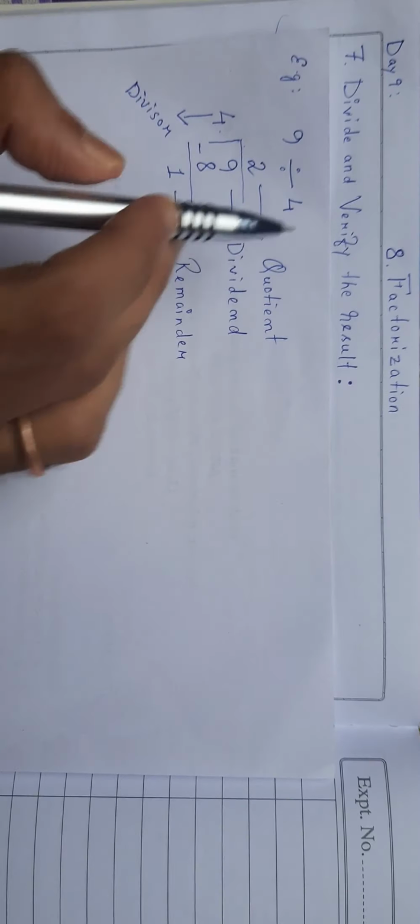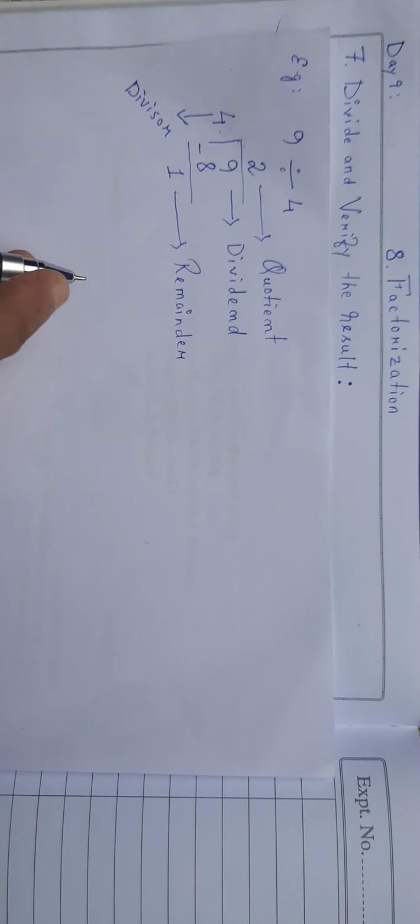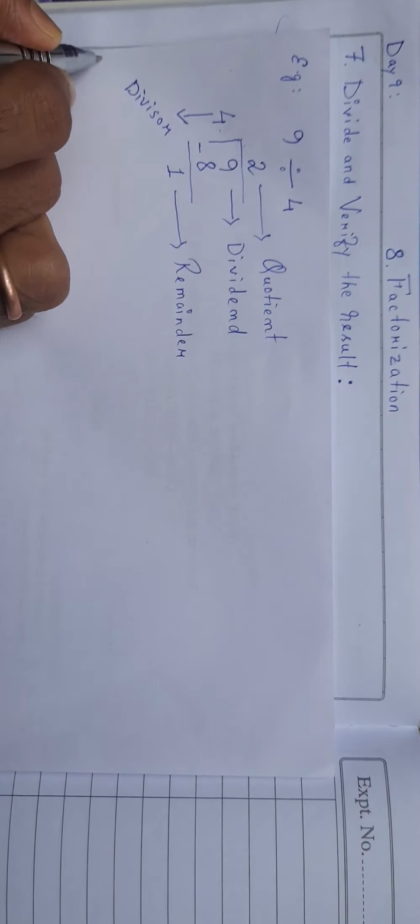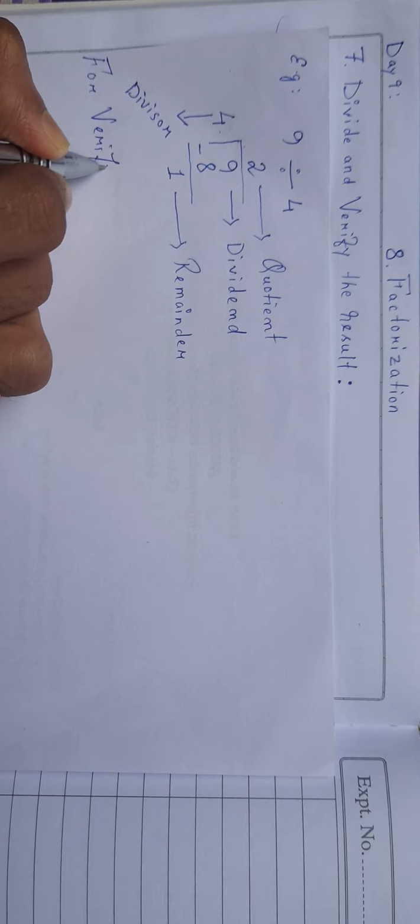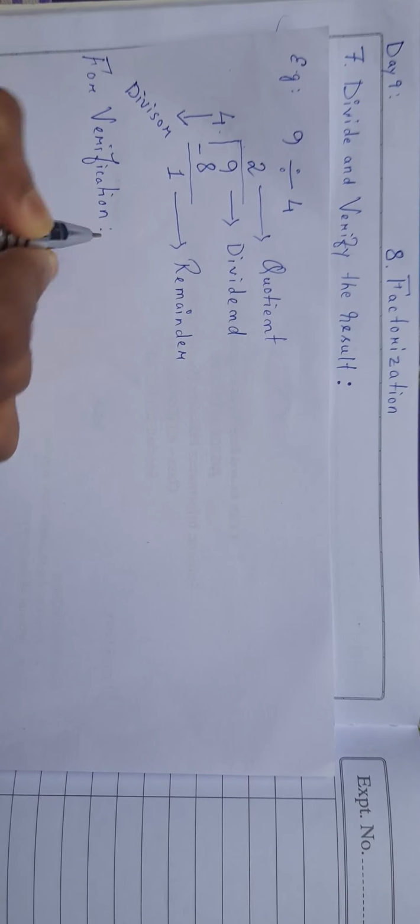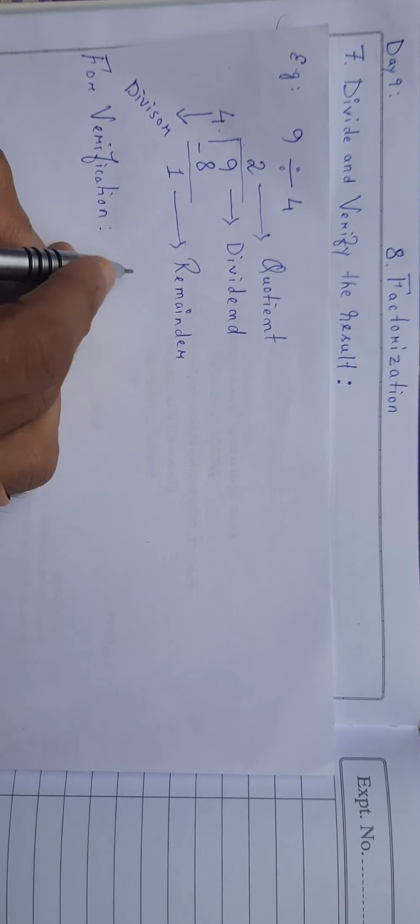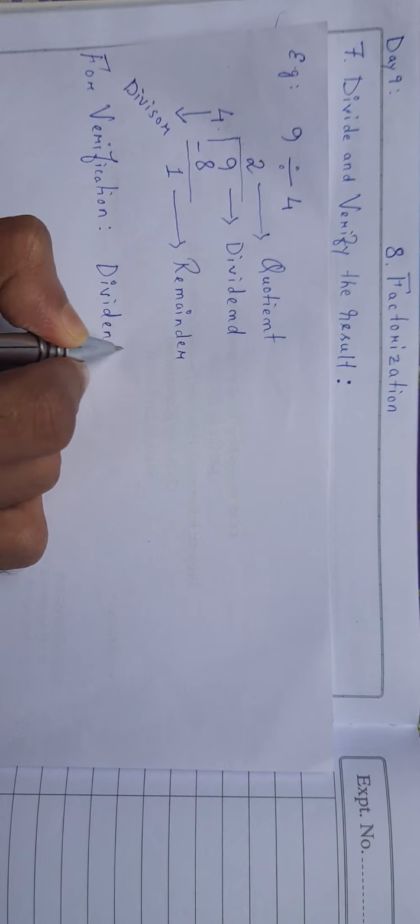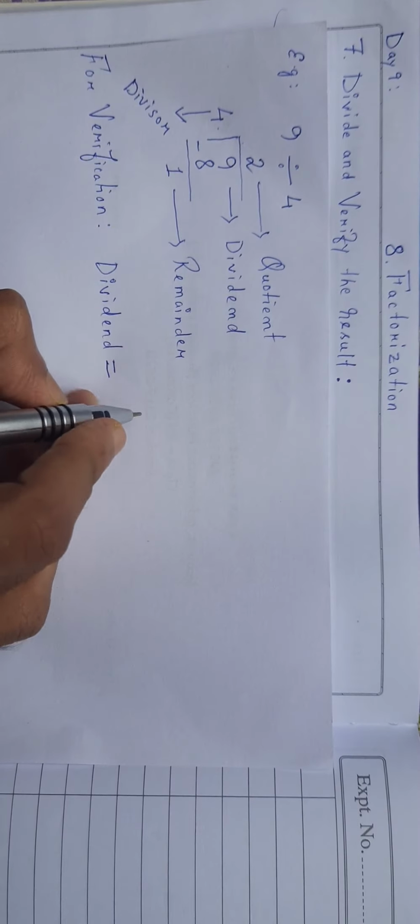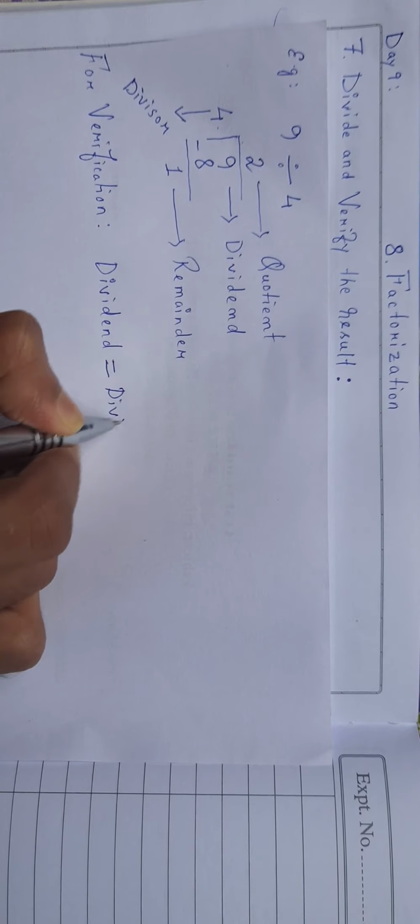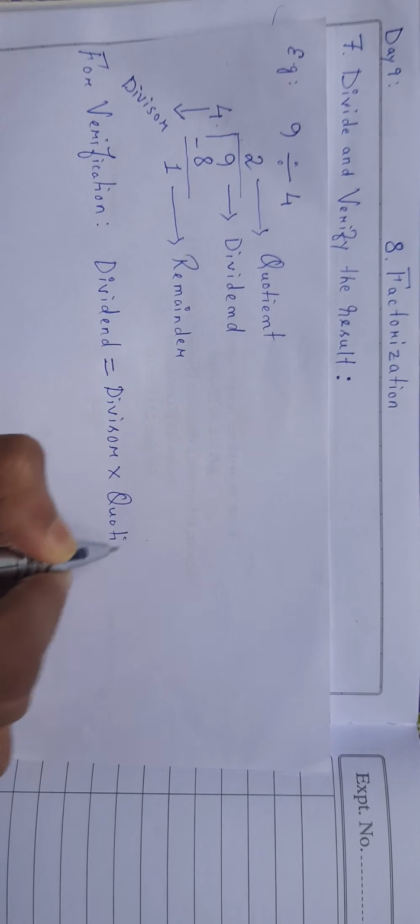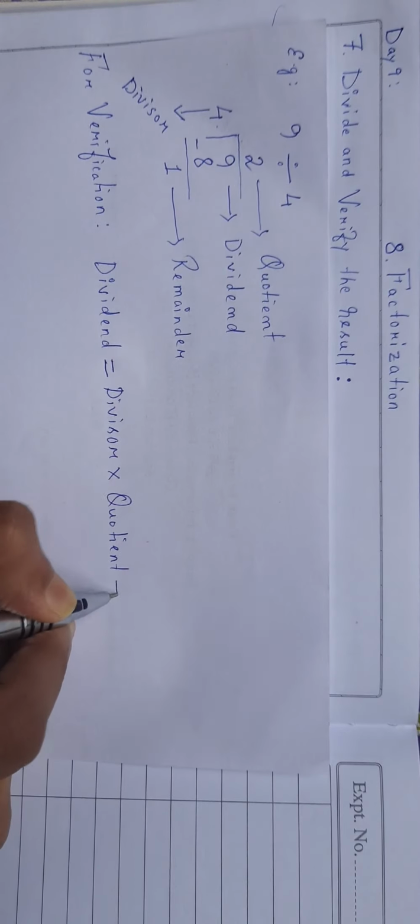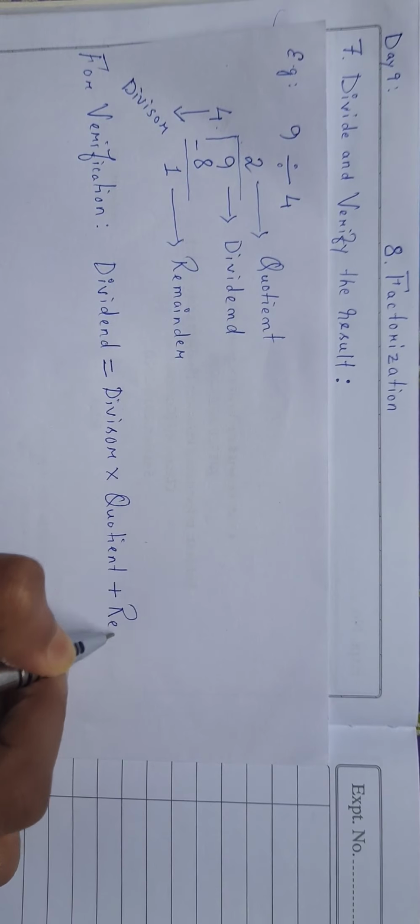Now we'll see how to verify it. For verification, we have one formula, that is: dividend equal to divisor into quotient plus remainder.